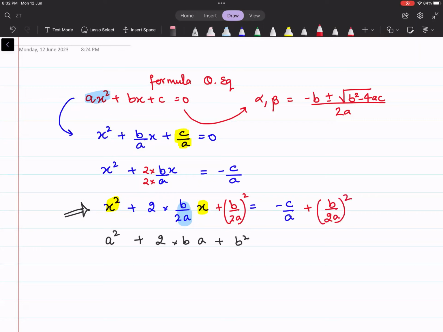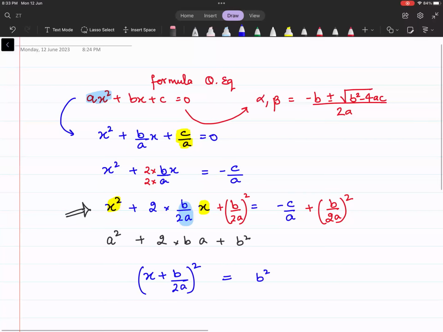I hope this part is clear, why we are adding, because on adding we can now directly apply the formula, right? The formula for a² + b² + 2ab is equal to (a + b)². So here, instead of a we have x, and instead of b we have b/2a, whole squared. And on the RHS, you simplify it and you get (b² − 4ac) upon 4a².